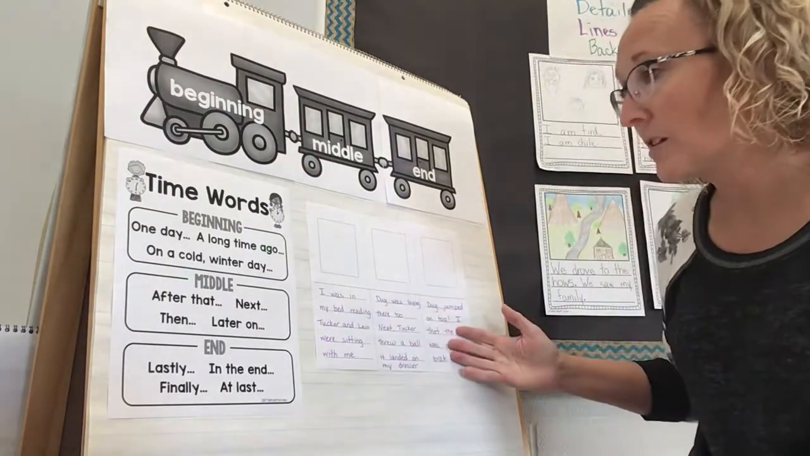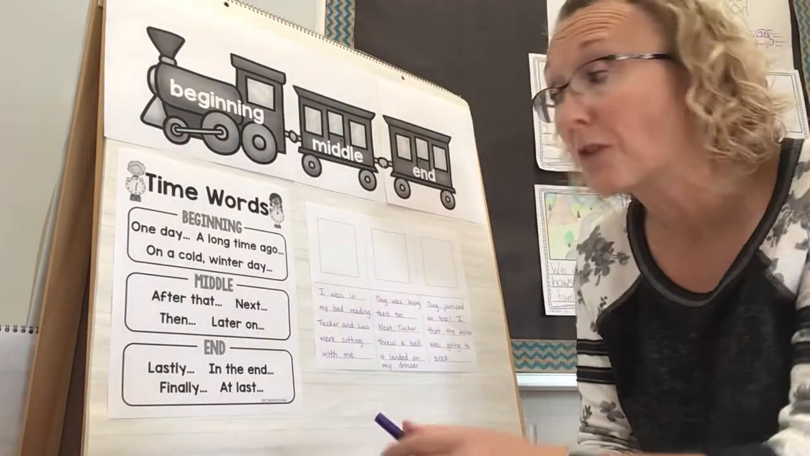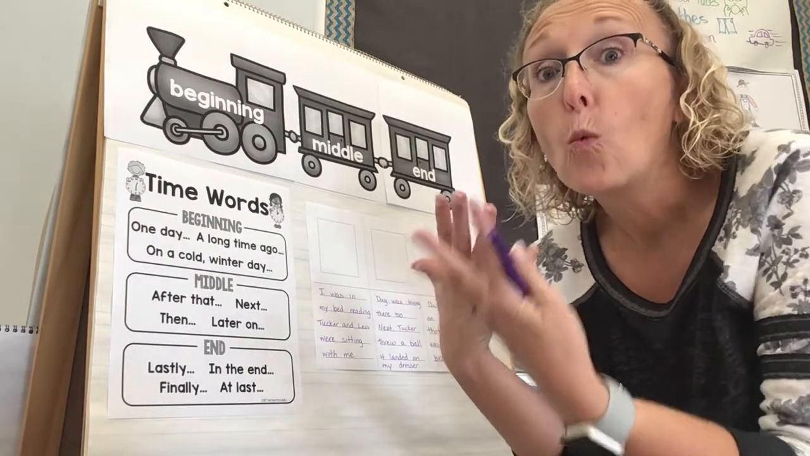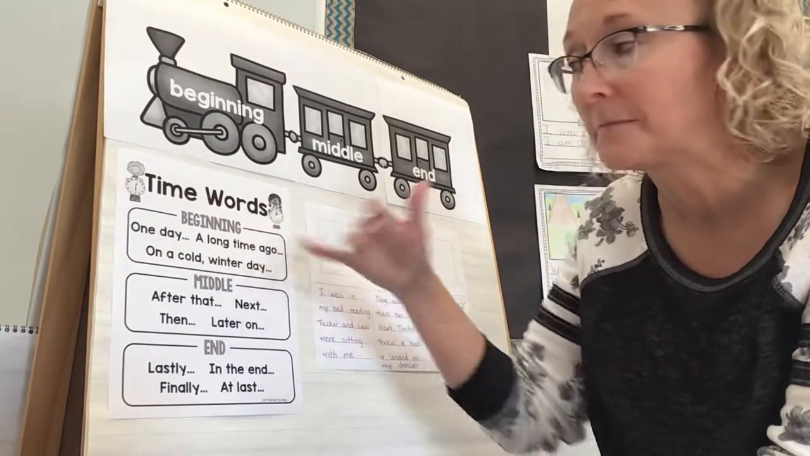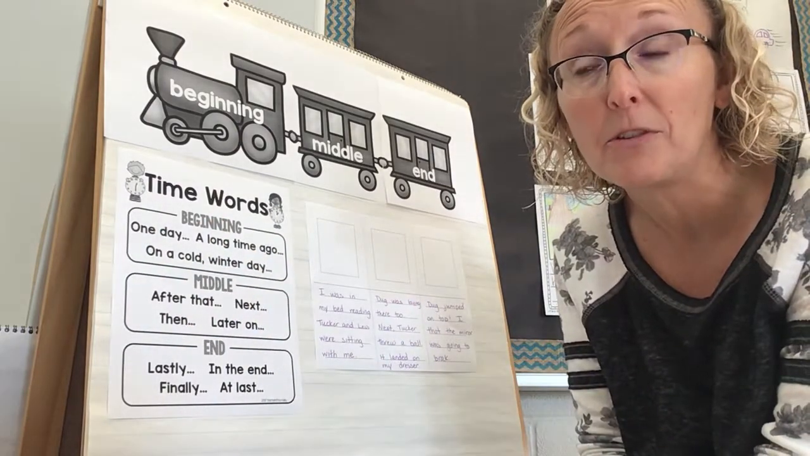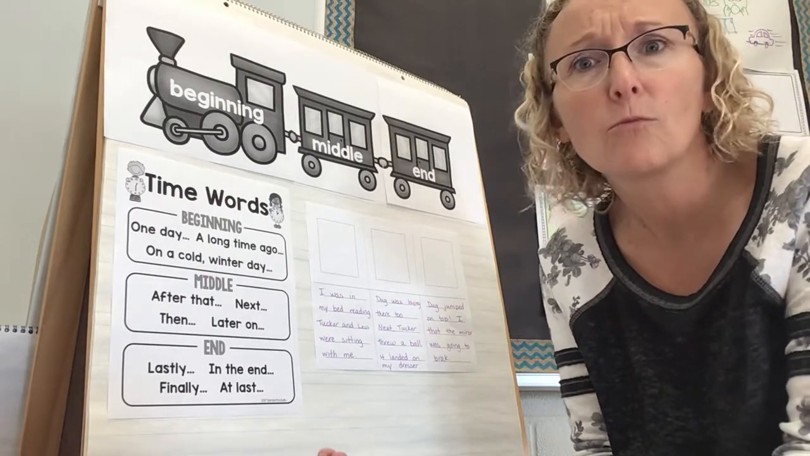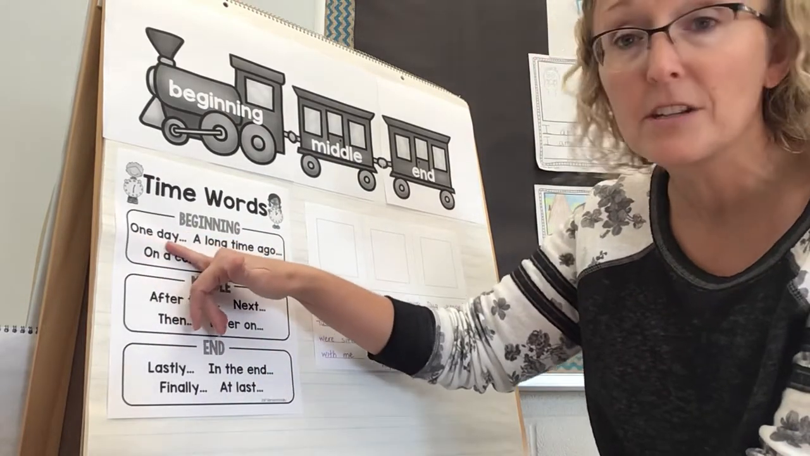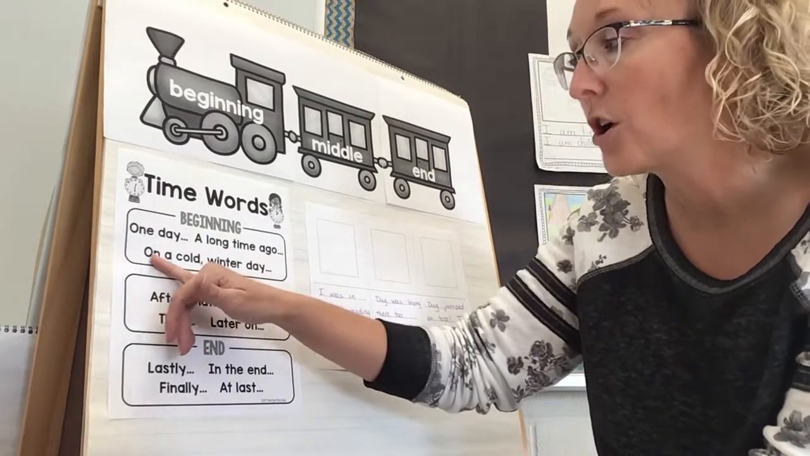So we wrote out our stories yesterday, but today I want to talk to you about how good authors and good writers add special words to help the reader kind of know when everything is happening, like some time words. See, this right here says time words. So here's some good words you can use at the beginning of a story to help the reader know that this is happening in the beginning, or exactly what time of day, what time of season, what time of year it is. So you could simply start with one day, or a long time ago, or on a cold winter day.